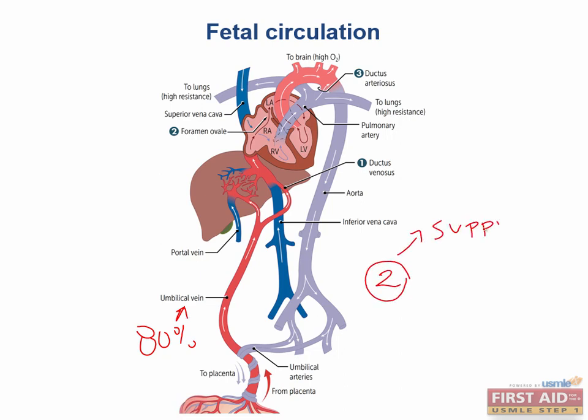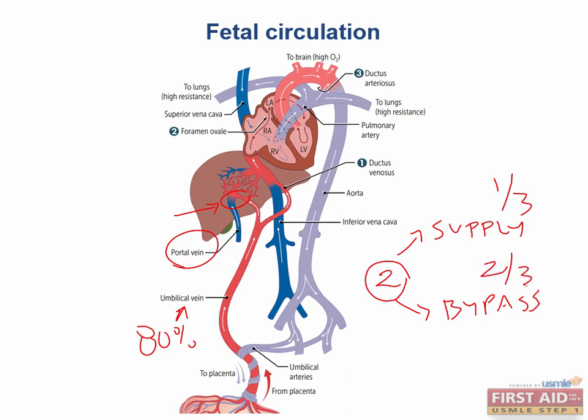The blood in the umbilical vein has 2 options. It can either supply or bypass the liver. So 1/3 of the blood will join the portal vein and enter the liver. So here's our portal vein. Portal vein will be joined by the umbilical vein, and the hepatocytes will receive oxygen and nutrients. Now the other portion, the other 2/3, will bypass the liver via the ductus venosus. The ductus venosus connects to the inferior vena cava. You can see it joins, here's the inferior cava, and it bypasses the liver completely.